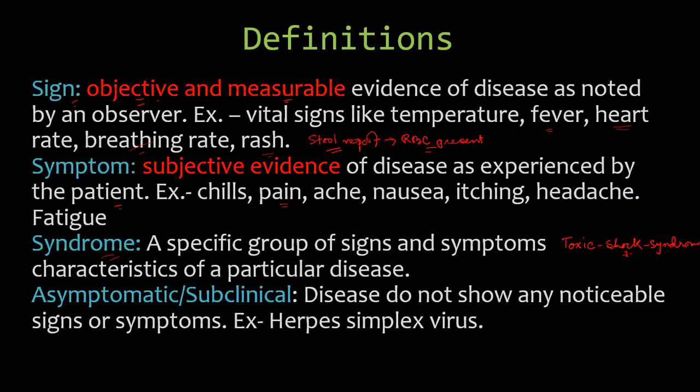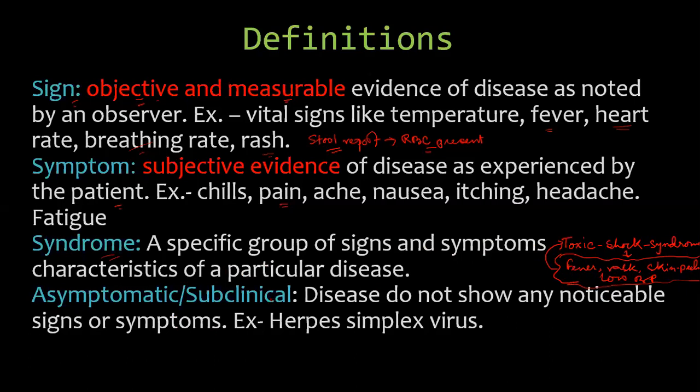In this case, lots of signs and symptoms are there: fever, rash, skin peeling, then low blood pressure. When all these combinations of signs and symptoms are there, that indicates this could be toxic shock syndrome. By seeing this combination of signs and symptoms, we can identify the disease, and that's the syndrome.